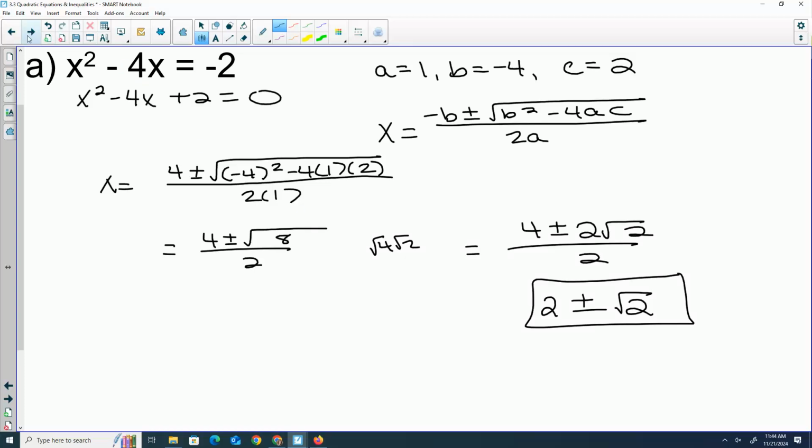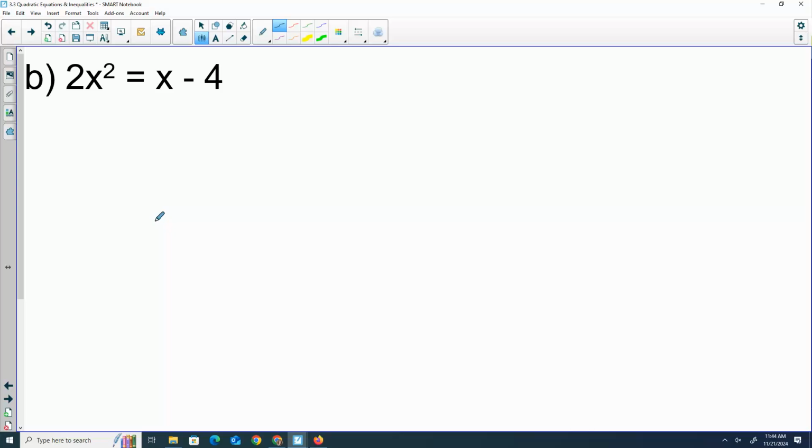Let's do another one together. What do I do first? Okay, so we can bring over the x minus 4, so that would make it a minus x and plus 4. It's also okay if you bring over the 2x squared. It doesn't matter in the formula if a is positive or negative. We get the same answer.